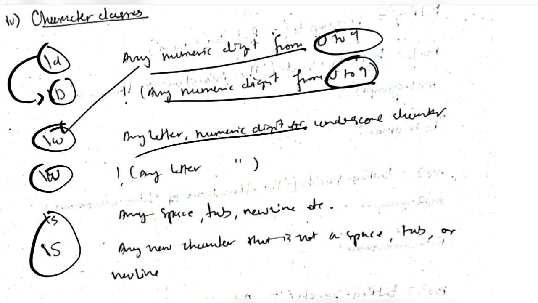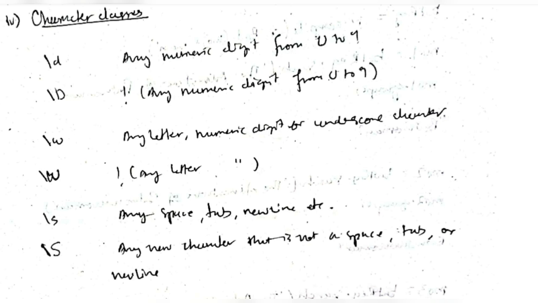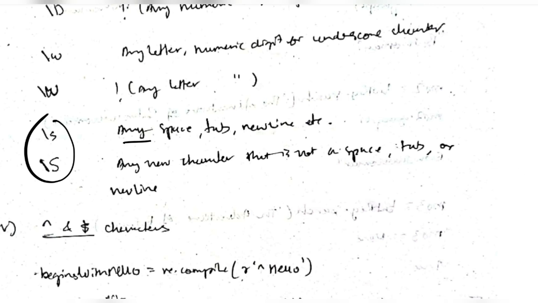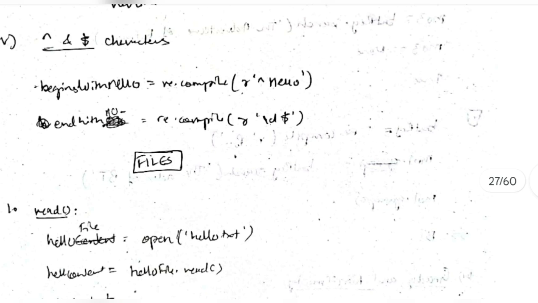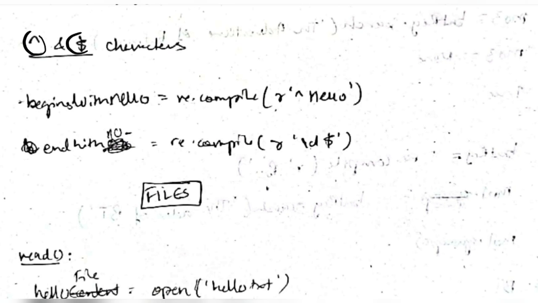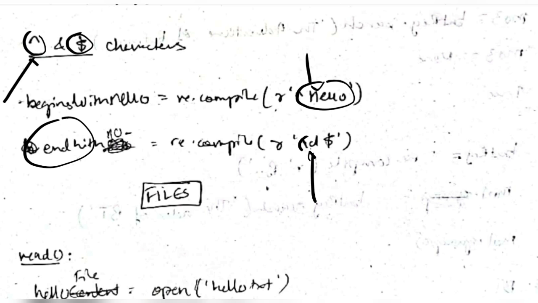Slash small w means any letter, numeric digit or underscore. And slash capital W means anything other than this one, like special symbols. Okay, small s means white spaces, tab or new line, and capital S means anything other than space, tab and new line. Okay, and finally we have the caret and dollar operators. Caret means begins with. Okay, so any word that begins with hello, that will be selected, and dollar means ends with. If any word ends with a number, that will be selected.